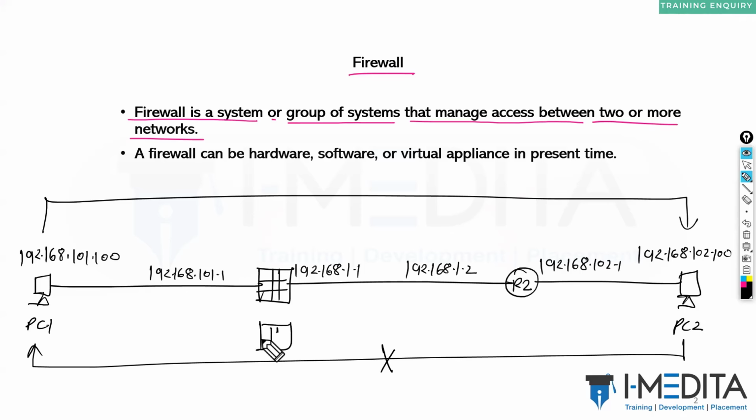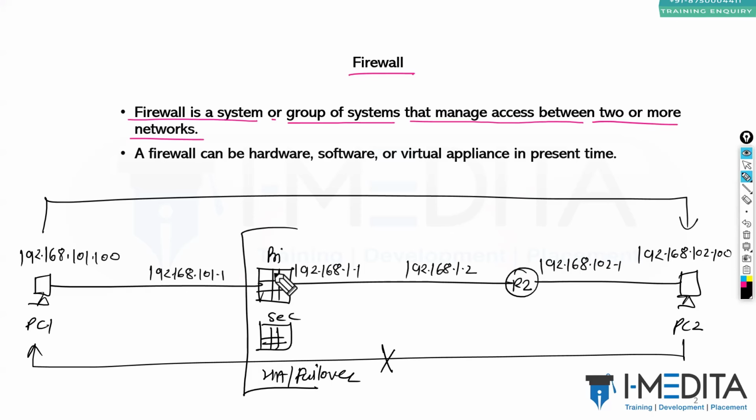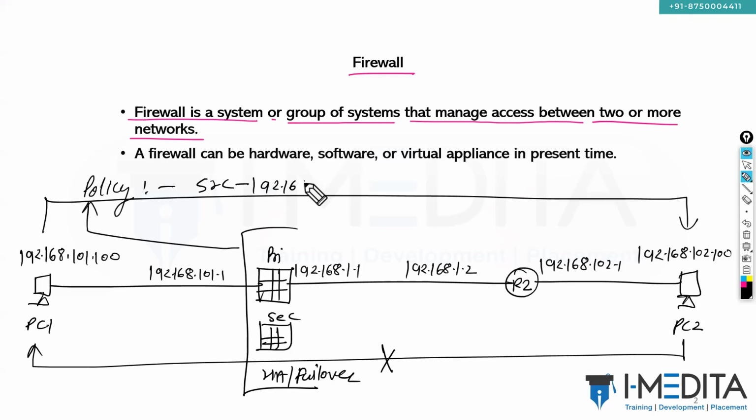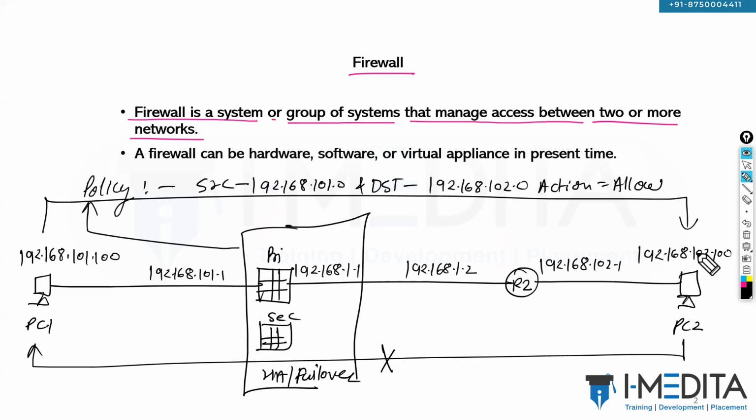For redundancy, you can use two, one primary and another secondary, and you can configure them in HA, high availability, or failover. Now at this firewall, we will define policy. For example, if the source network is 192.168.101.0 and the destination network is 192.168.102.0, then the action should be allowed. Like this, we need to define policy on this firewall.